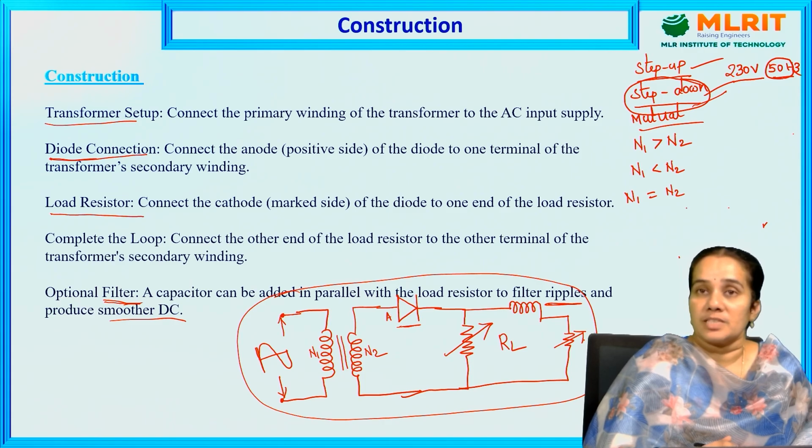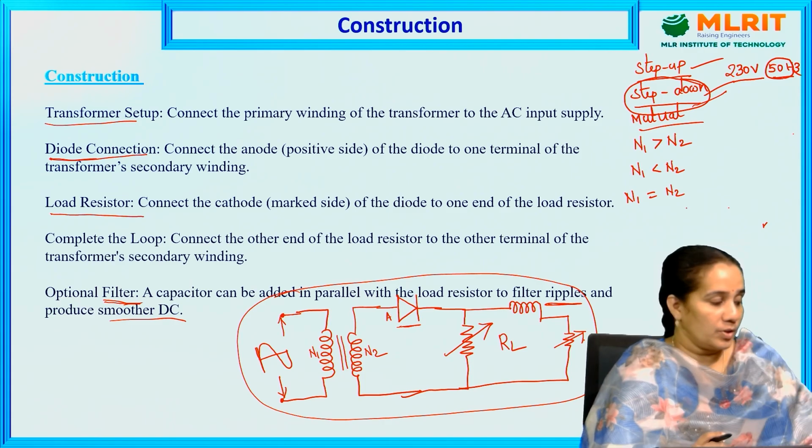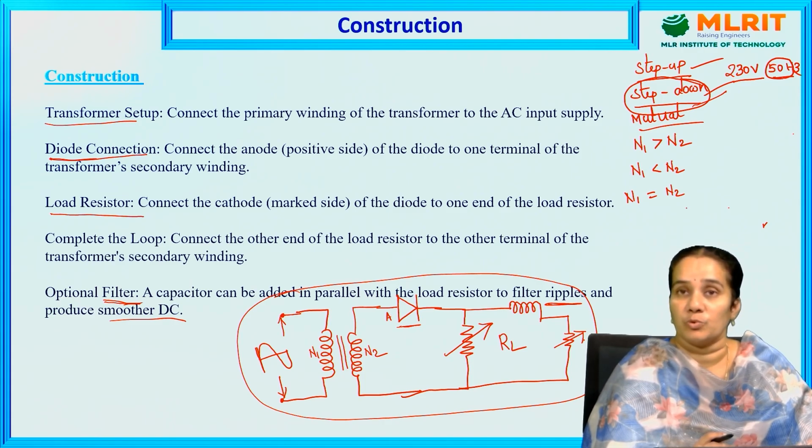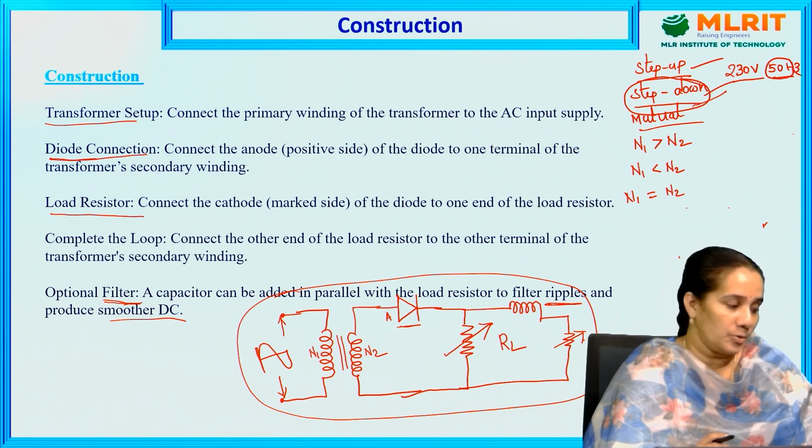So the filter's purpose is to remove the unwanted frequency components, or to remove the ripples and produce the pure DC value.